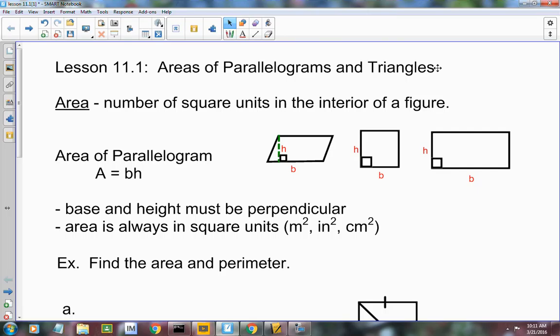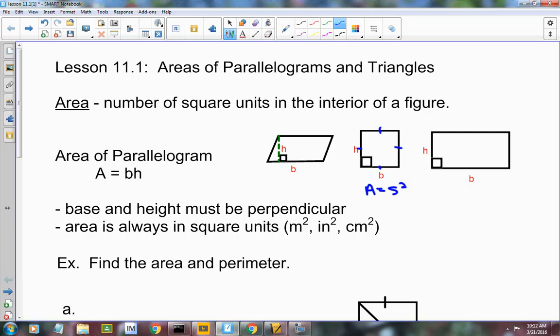The second one is a square. I forgot the little marks here, but the second one is a square. And it's still base times height. Now, you might have learned that in a square, to find the area, it's going to be side squared, which is still true, okay? It's still base times height, but it's also side squared, because in a square, your base and your height are the same length, okay? So you can still rely on that if you want to.